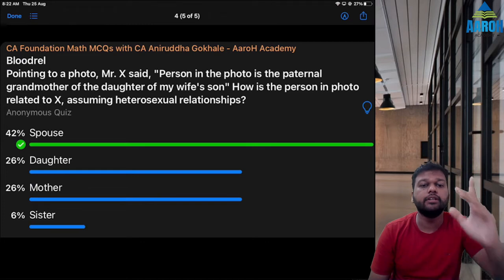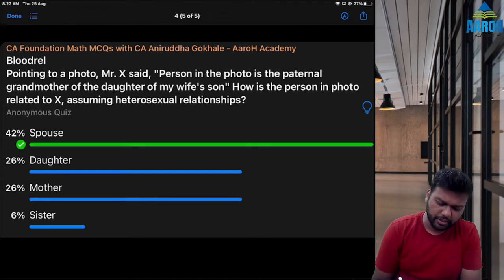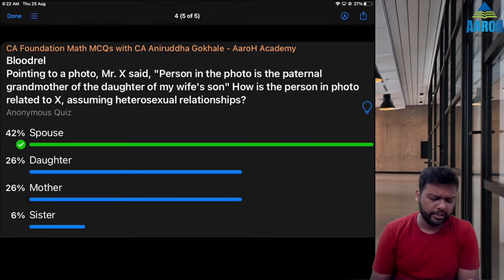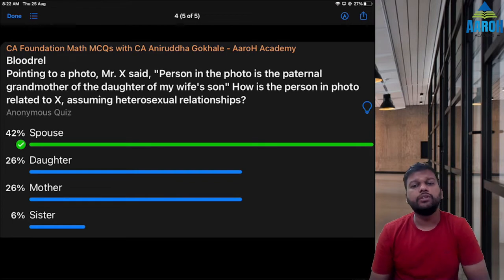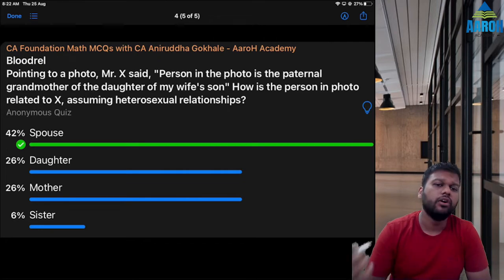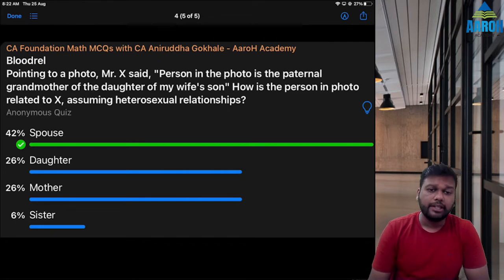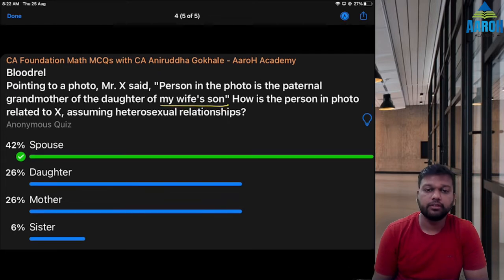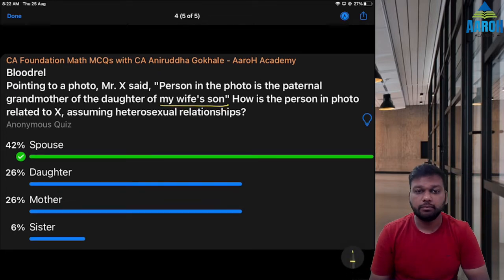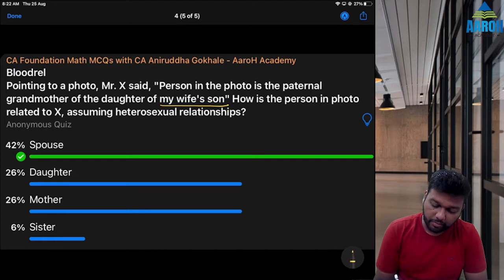Mathematical approach as in, let's see. Mr. X said, person in the photo is paternal grandmother of the daughter of my wife's son. How is the person in photo related to X, assuming heterosexual relationships? Okay, fine. Let's solve it mathematically. Daughter of my wife's son. Now my wife's son is my son also, right? So instead of my wife's son, let's write my son.